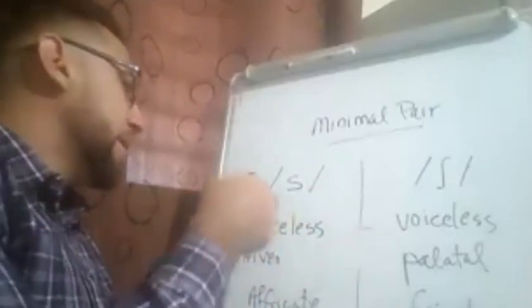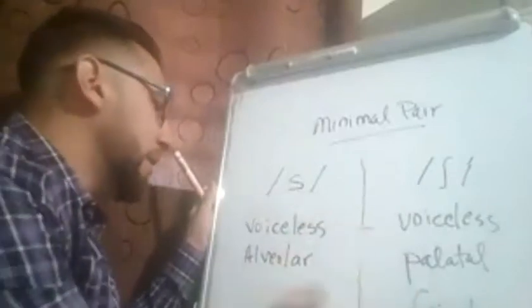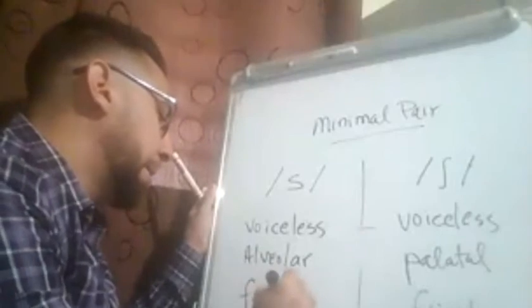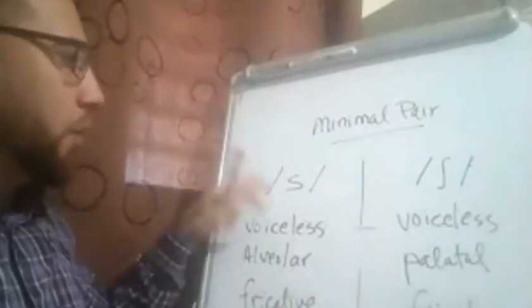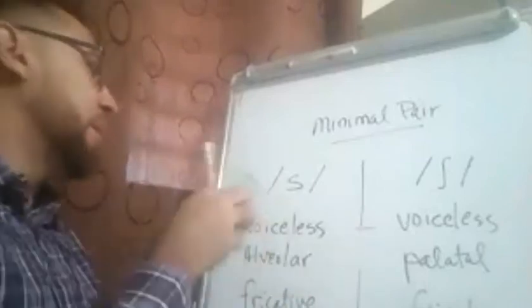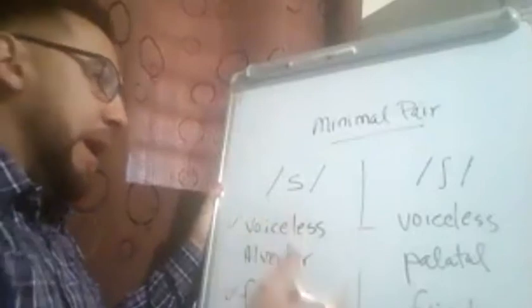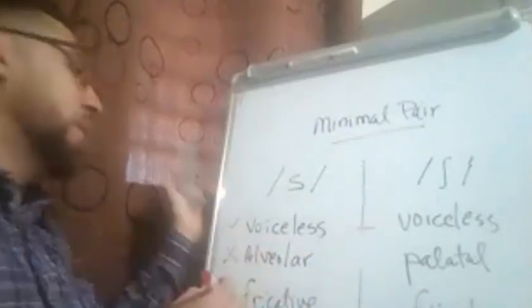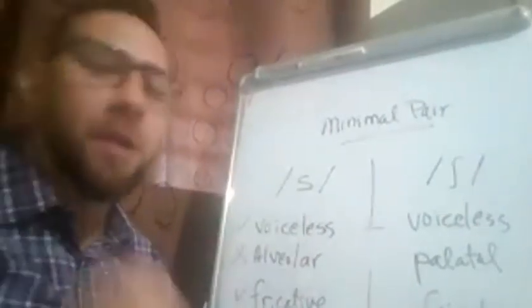Both are voiceless. One is alveolar and the other one is palatal. However, the S is also fricative. Okay, so we have two things in common: voicing and manner of articulation. They have two characteristics in common, but they only differ in one, which is the place of articulation. So these two are minimal pairs.